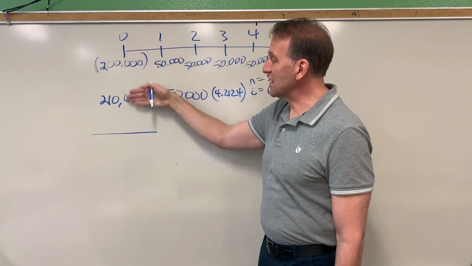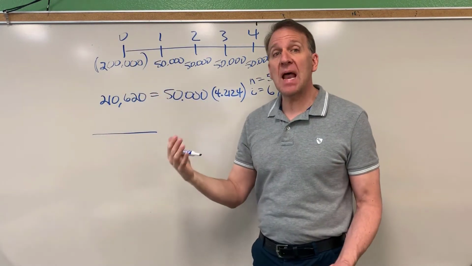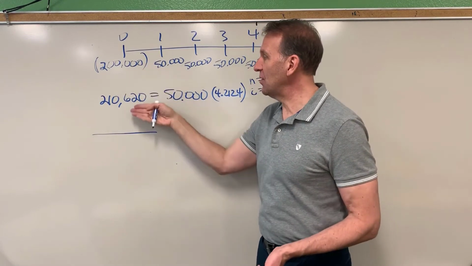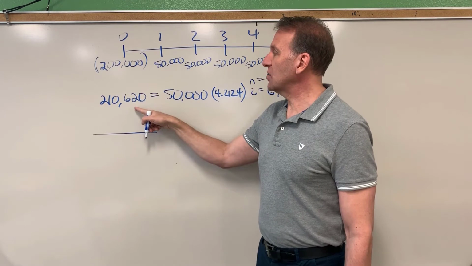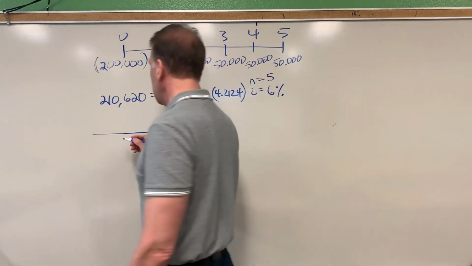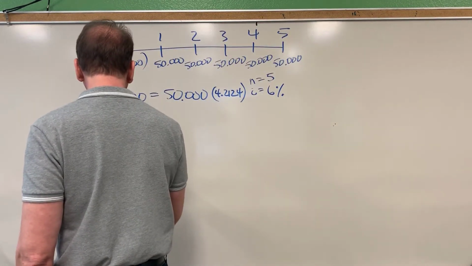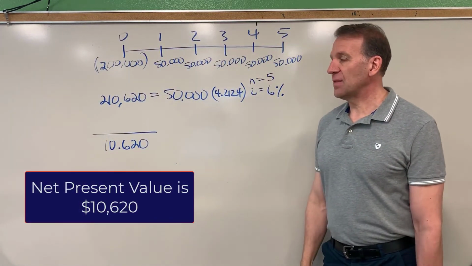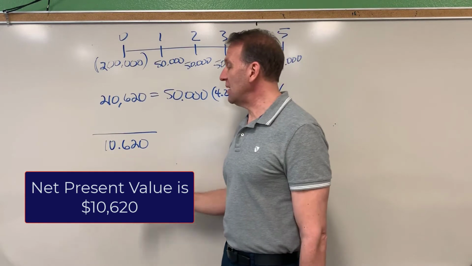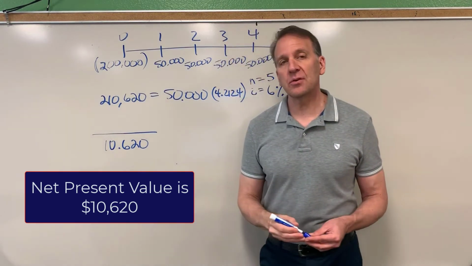So now I'm going to add these up. Hence the name net present value, because these are present values and now I'm going to net them. 210,620 minus 200,000 gets me 10,620. All right, so that's our net present value, 10,620.